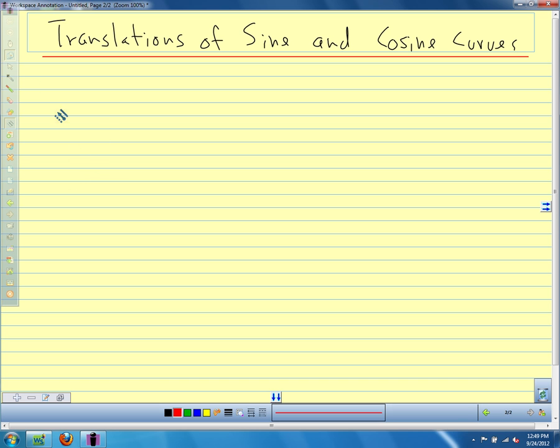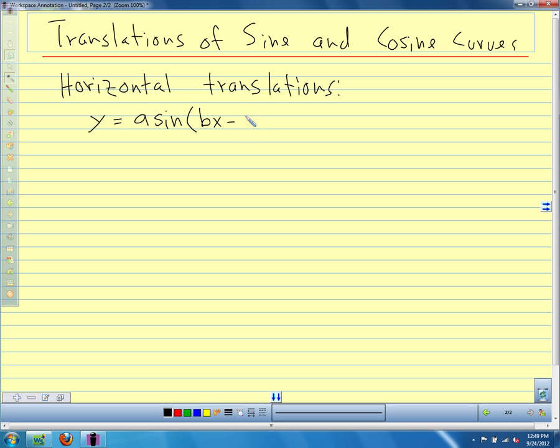So when we're talking about translations, we'll talk about a horizontal translation first. When we're talking about a horizontal translation, we have a function y equals a sine, just like we did before, but now we're going to have a bx minus c. And if we have a cosine function, y equals a cosine bx minus c, these are going to give a horizontal translation. The c is going to shift our function left or right, depending on whether c is positive or negative.